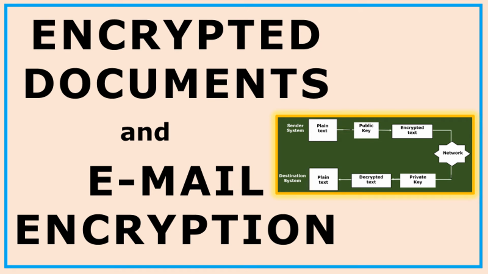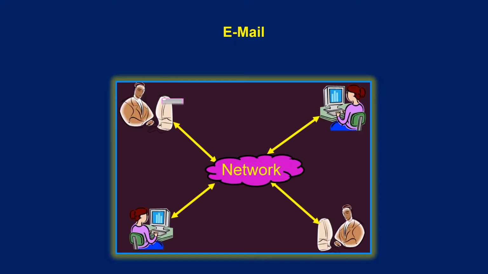Let us understand what is email encryption and encrypted documents. As part of this one, first of all, let us understand what is an email. Email is nothing but electronic mail in which the messages are sent from one electronic device to another electronic device. So if you see here, the people are exchanging the messages over a network electronically. So an email is nothing but a message sent over a network electronically.